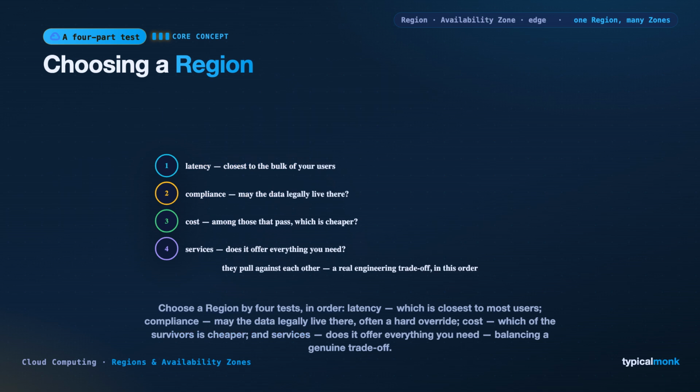So the takeaway: choose a region by 4 tests, roughly in this order: latency, compliance, cost, and the services it offers, balancing them for your particular application.